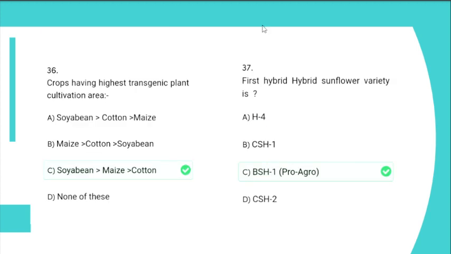Next question. Crop having the highest transgenic plant cultivation area. So in this, option number C is correct. The largest transgenic plant cultivation area is covered by soybean, then maize, then cotton. Next question. First hybrid sunflower variety is. So the answer is option number C, BSH1, that is named Pro Agro, is the first hybrid sunflower variety.